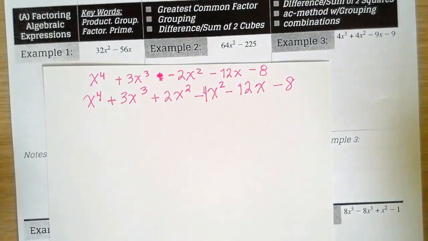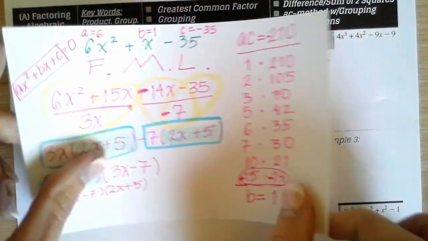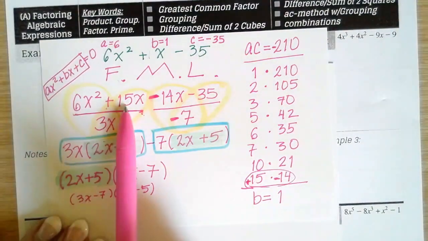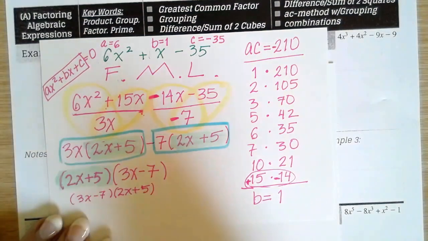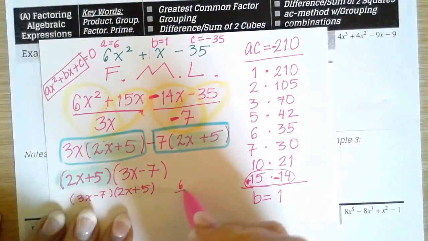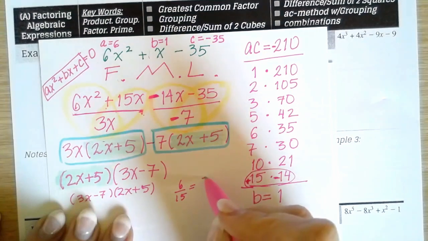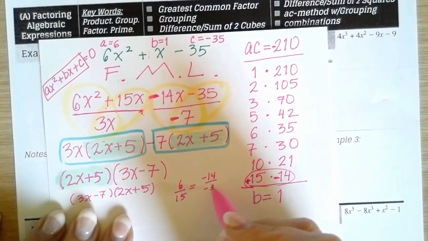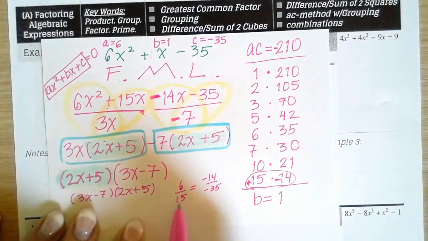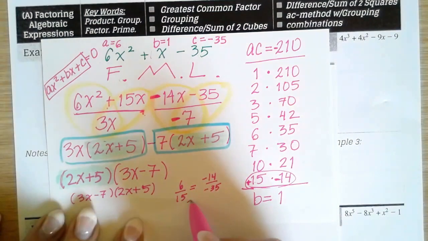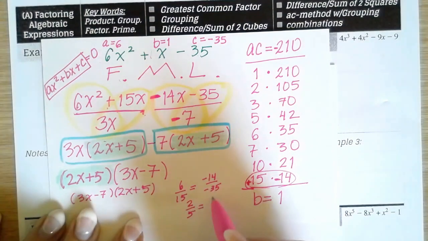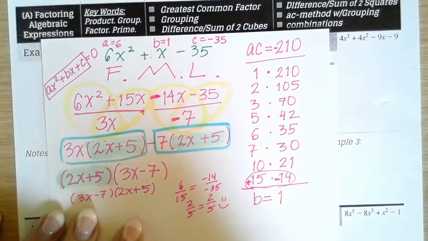One thing that you're looking for in your groups when you're doing grouping, just to kind of show it over here, back to this example. The ratio from 6 to 15 is the same as the ratio from 14 to 35. The ratio of 6 to 15 is actually the same as the ratio from negative 14 to negative 35. If I reduce this fraction, I could reduce it by 3 on top and bottom, and I get 2 fifths. And if I reduce this fraction, I can reduce by negative 7, and I also get 2 fifths. When you have this common ratio, that's what allows the grouping to happen.